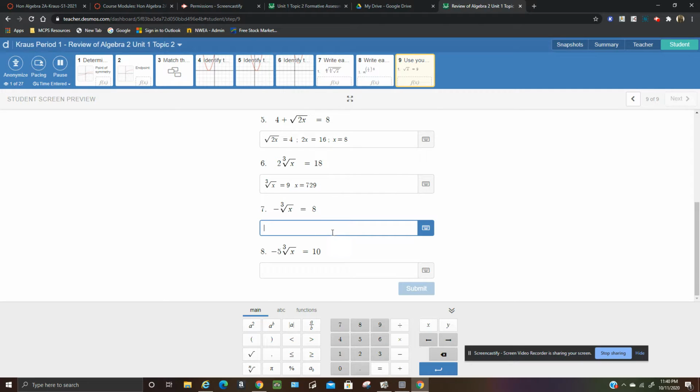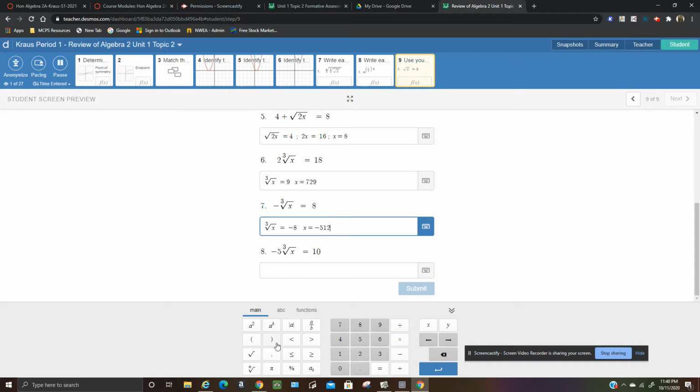This one, divide by -1. So you have the cube root of x equal -8. So 64 times 8 is 512, -512. And that would check if I plug that back in.